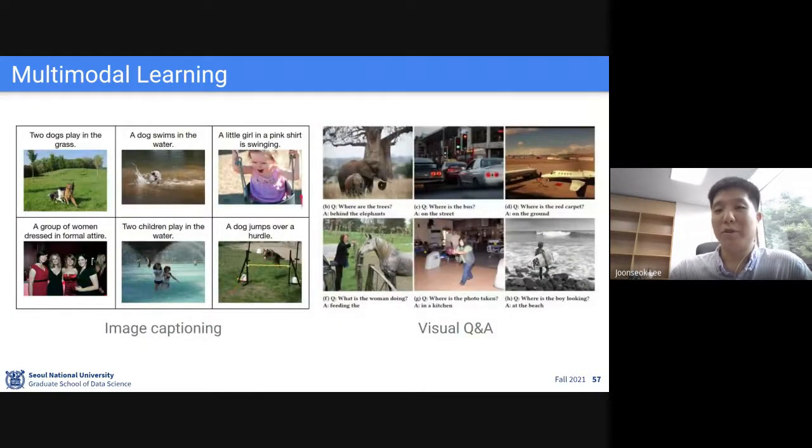Image captioning is, given an image, we would like to describe it using some machine learning models. And visual Q&A is, given a question in text and an image, we would like to generate the answer, which is really cool, right? It's a very sophisticated task.